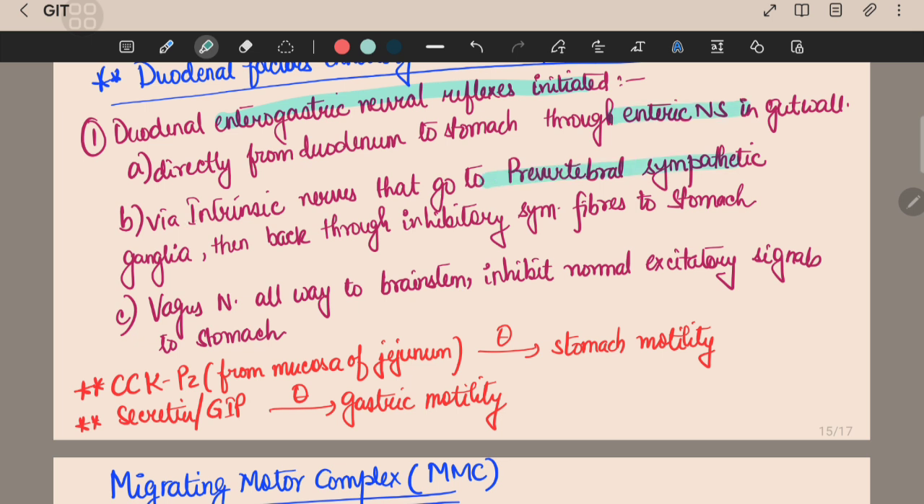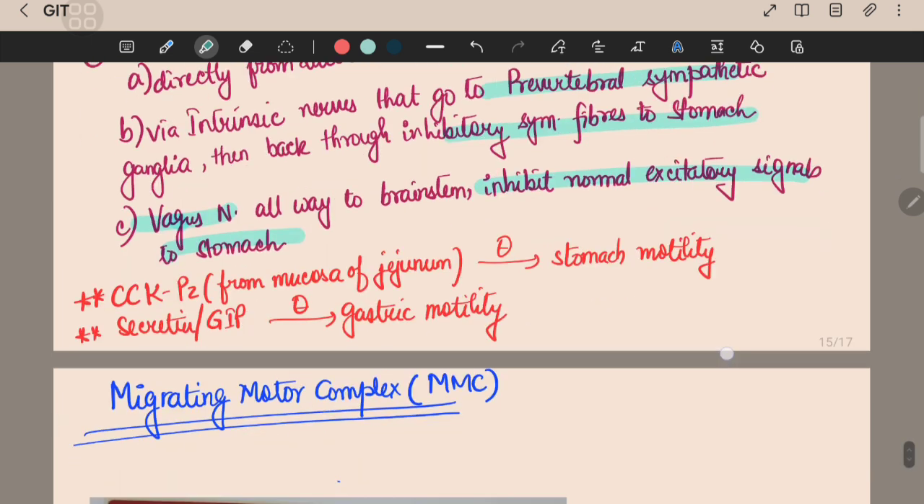These can go directly from the duodenum via the enteric nervous system, or certain intrinsic nerves will carry the afferents to the prevertebral sympathetic ganglia, and inhibitory sympathetic fibers will actually cause this. The afferents are going to the prevertebral sympathetic ganglia. From there, the inhibitory efferent signals are coming to the stomach. So that can cause stomach walls to actually not release. The pylorus will not relax at that point of time. Or there can be vagus nerve stimulation, which will go to the brainstem and inhibit the normal excitatory signals to the stomach. This should be clear.